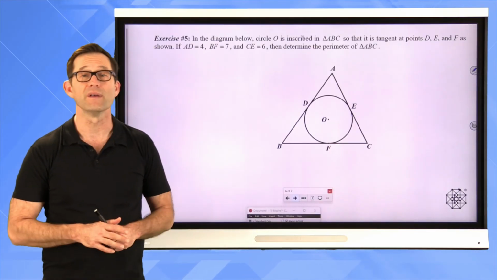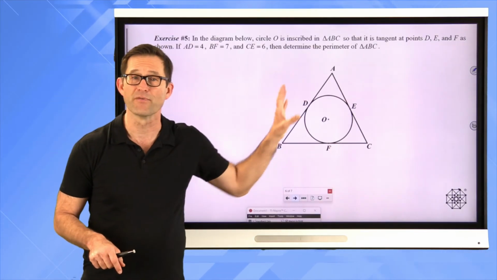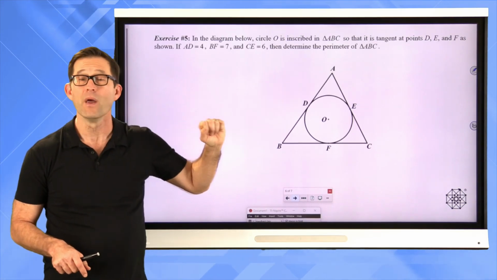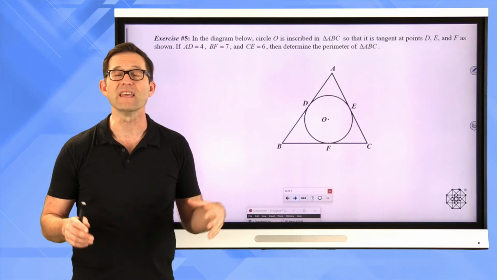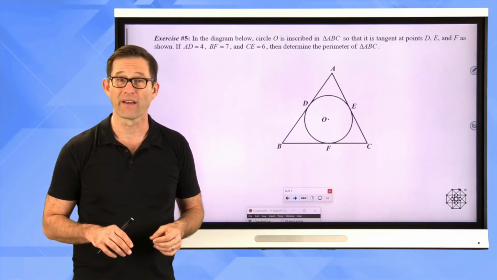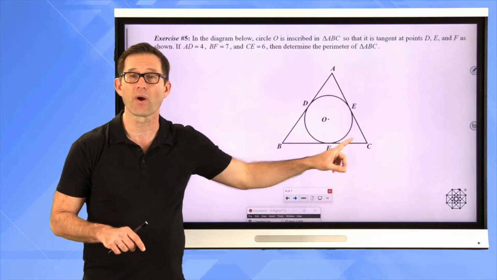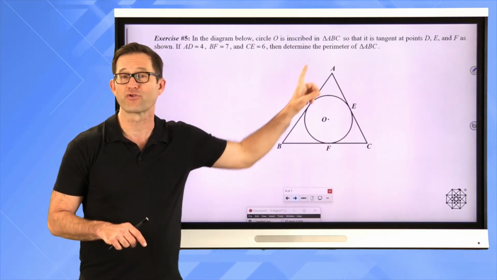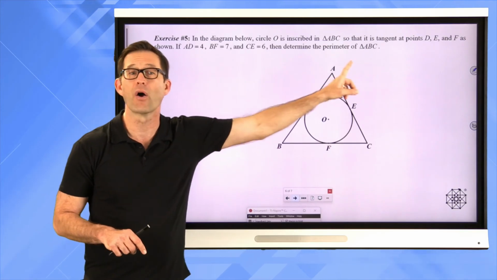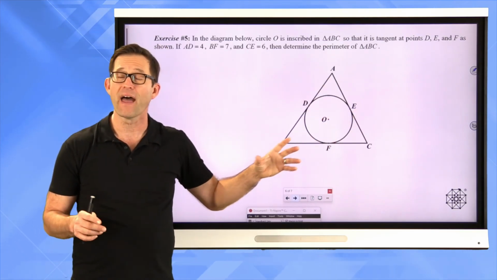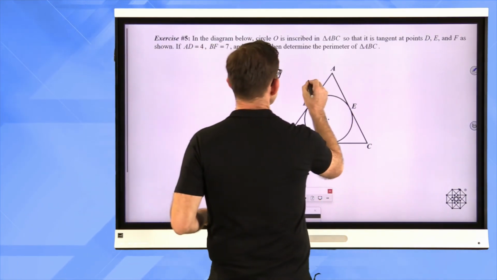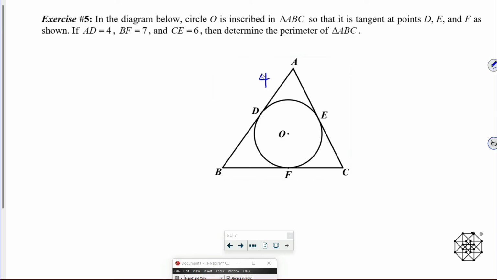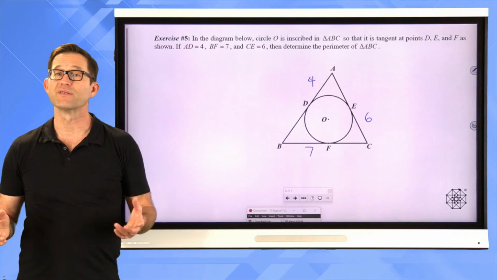Hey, before we even do this, let's just give a nod to the fact that we've seen this before, right? Not this exact problem, but we've seen this kind of diagram before, way back when we were looking at what was known as the incircle of a triangle, right? A circle that is inscribed inside of a triangle, or a triangle that is circumscribed around a circle, right? But now that we know these things are tangent, we know that AD is 4, we know that BF is 7, and CE is 6, right? The rest of this is quite easy, right?